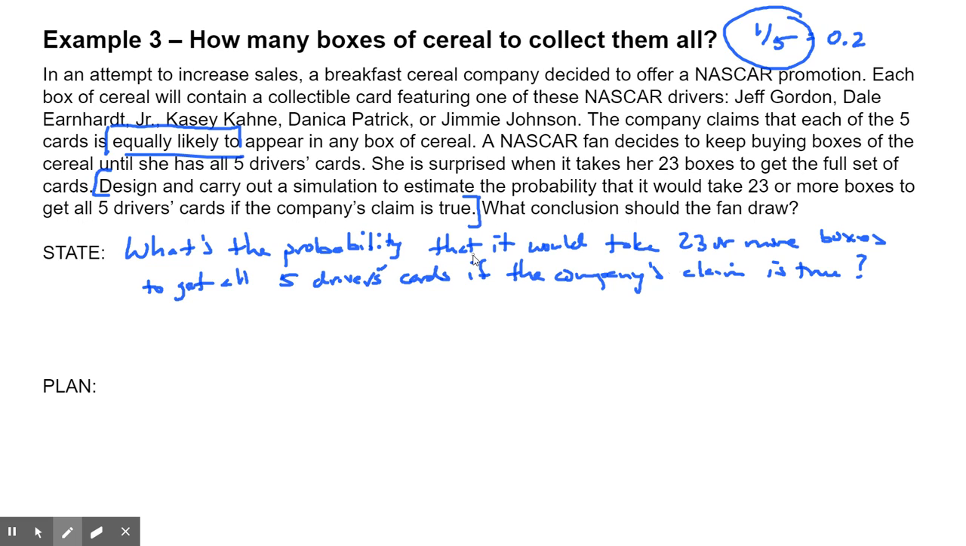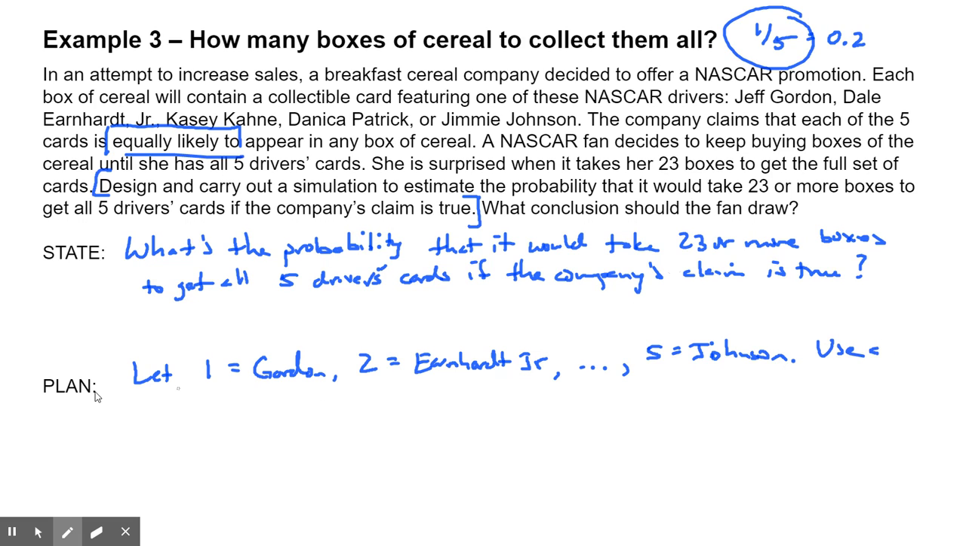And I'm going to model it this way. I would suggest you do the same thing for your problems on your homework. So let's just use numbers. Let the number 1 equal Jeff Gordon, 2 equal Earnhardt Jr., and so on. So 3 is Casey Kane, 4 is Danica Patrick, and 5 equals Jimmy Johnson. Okay, so there we go. Each driver has a card. So now what we're going to do is use a random number generator.